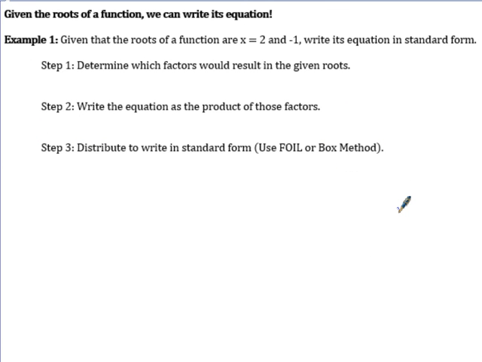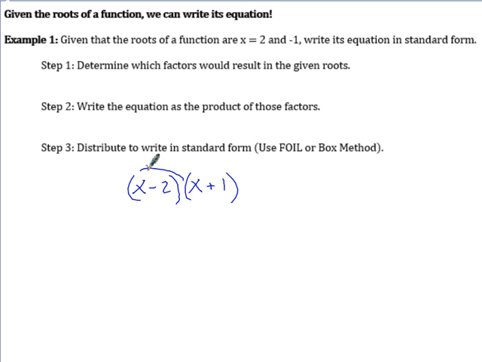Alright, the other thing we're going to look at is going backwards, given the roots writing the equation. So given that the roots are x equals 2 and x equals negative 1, write the equation in standard form. Alright, if I have roots at 2 and negative 1, what you need to know is that roots and factors are always opposites. So if I have a root or a solution at x equals 2, that means the factor there is x minus 2. Alright, if I have a root at negative 1, my factor is going to be x plus 1. They are always opposites.